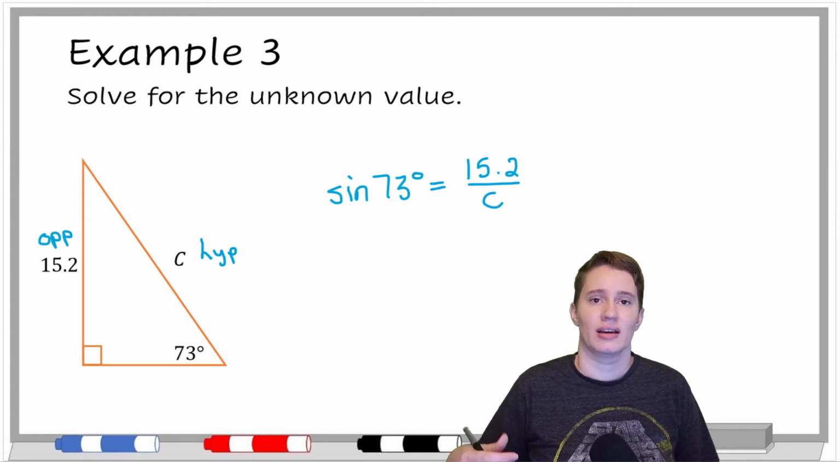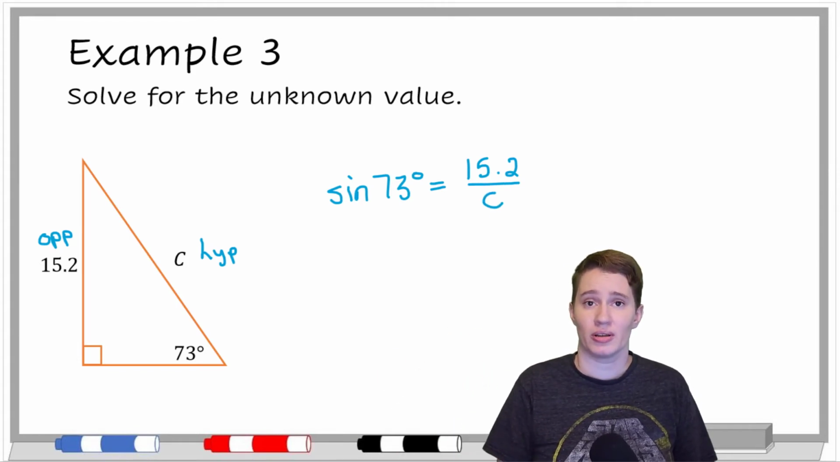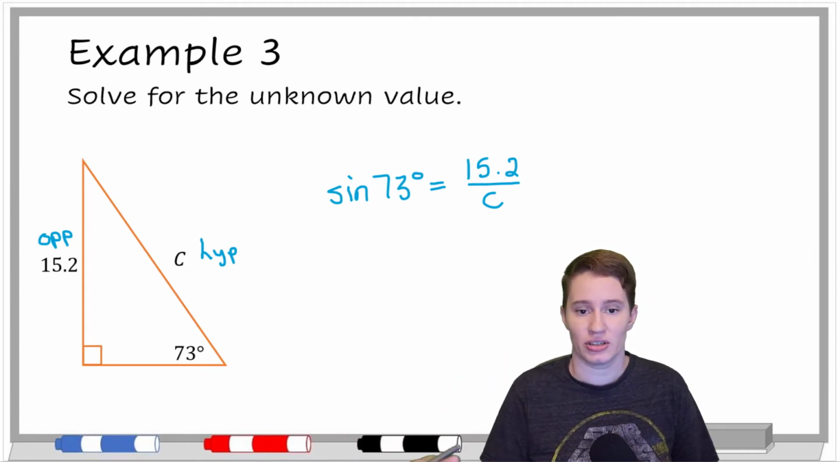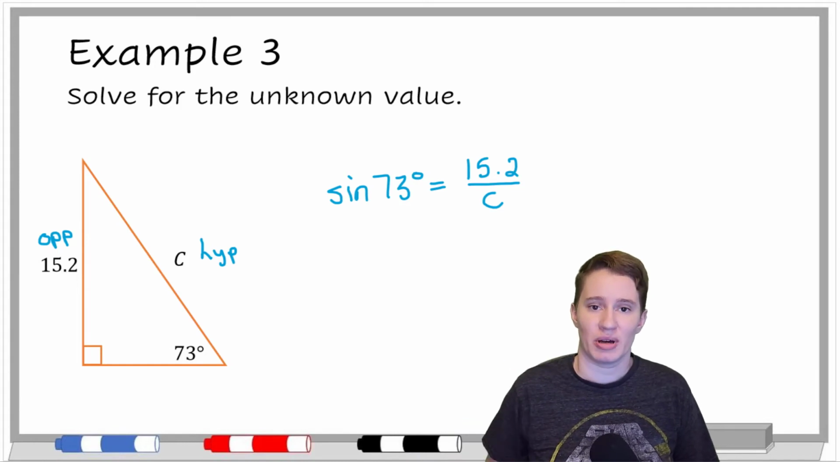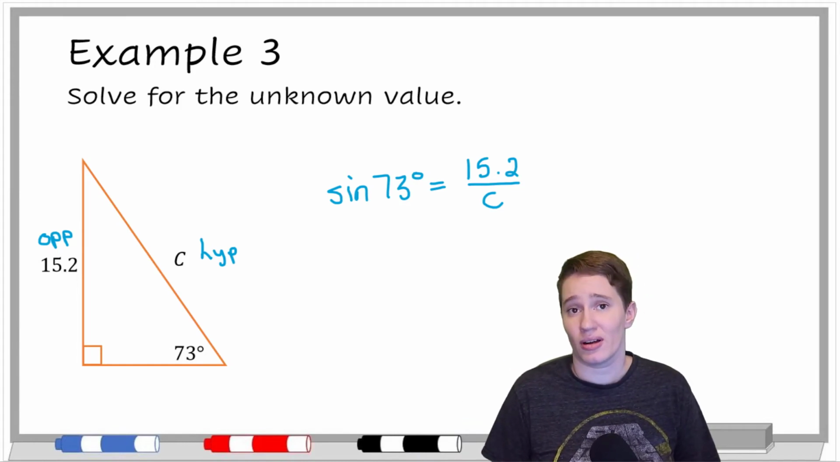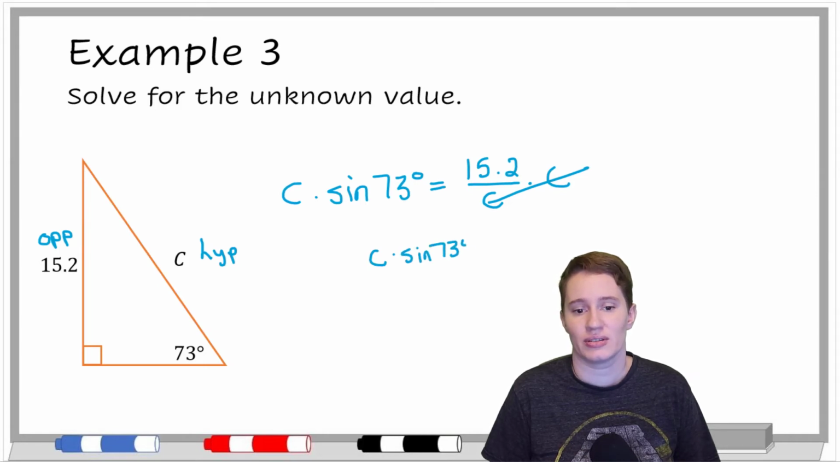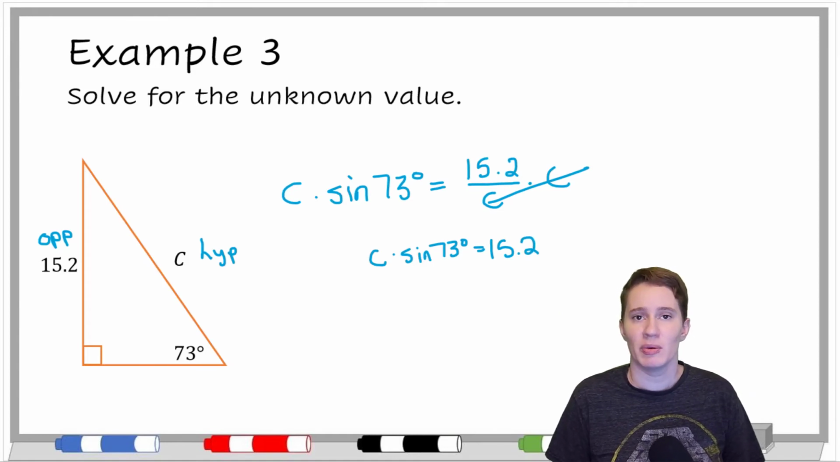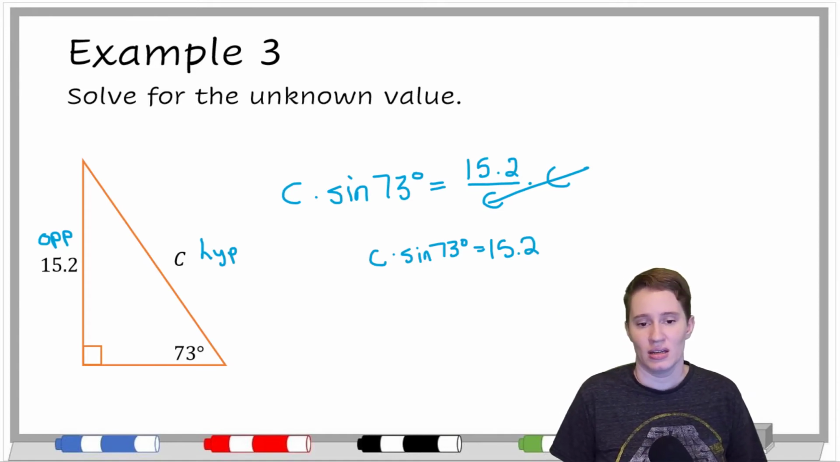I did this on purpose. I think that the times when the variable is on the bottom are quite a bit harder than when it's on the top, because when it's on the top you just multiply and you're good to go. But when C is on the bottom like this is where we need to think about cross multiplying or multiplying by C on both sides first and then dividing by the sine 73 degrees. Now you can, if you want, just memorize this process and say, okay, if the variable is on top, I multiply. If the variable is on bottom, I divide.